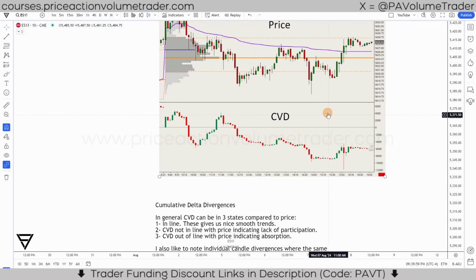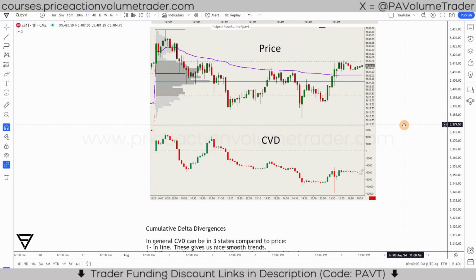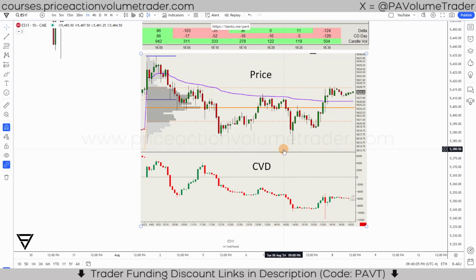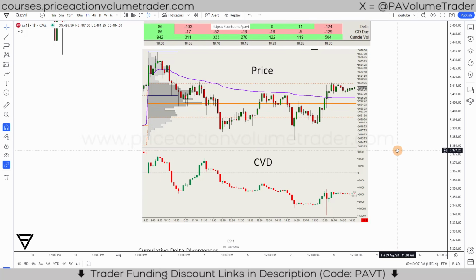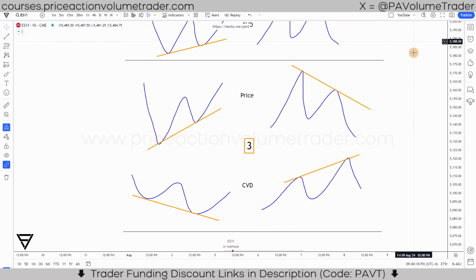You're going to get a lot of false signals if you just try to look. And also remember, depending what time frame you're using, it's going to look different. Maybe you get a divergence on the 5 minute, but on a 2 minute or 1 minute it's not going to show anything, for example.